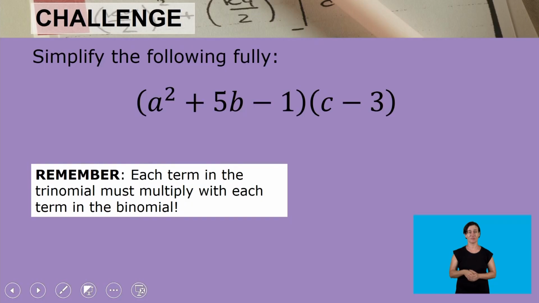Let's end off our lesson with our challenge. Now, simplify the following. Remember, each term in the trinomial must multiply with each term in the binomial. So as we can see, the expression that we have been given here as a challenge is a trinomial, 1, 2, 3 terms, and that is being multiplied by a binomial, 1, 2 terms. Can you succeed in this challenge?